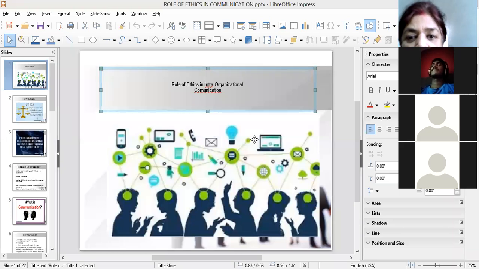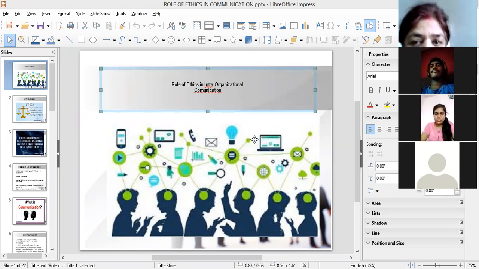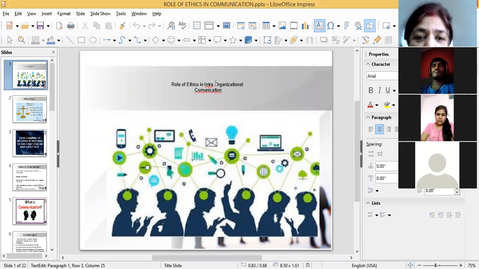So the role of ethics in organizational communication. Here we have put the word organizational. It means when you are working in an organization, in any business house, what is the role of ethics in intra-organizational communication? Intra-organizational, within the organization, within any company, within any business house.